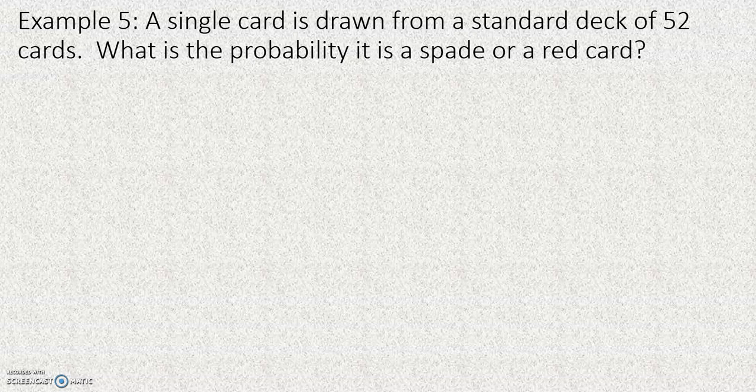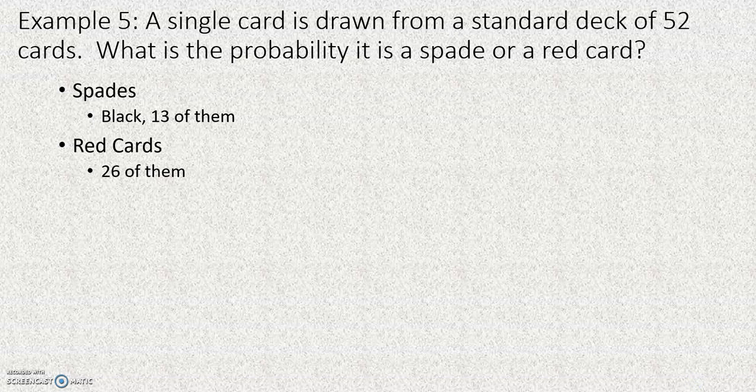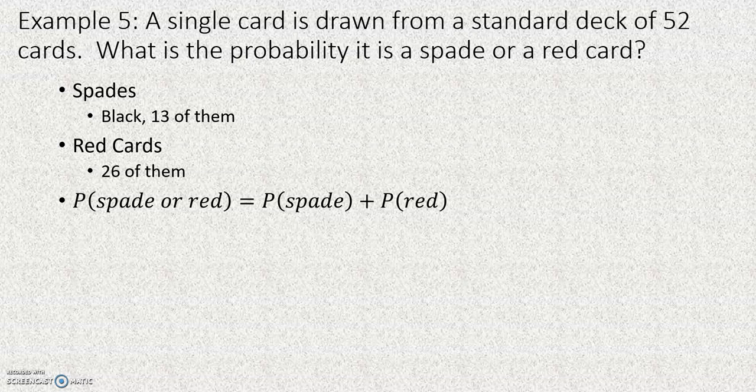Example 5. A single card is drawn from a standard deck of 52 cards. What is the probability it is a spade or a red card? Spades are black, and there are 13 of them. Red cards, there are 26 of them. The probability of spade or red is the probability of a spade plus the probability of red. Spades and reds do not overlap at all.